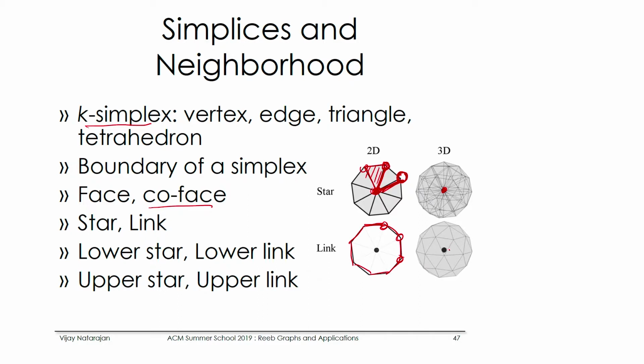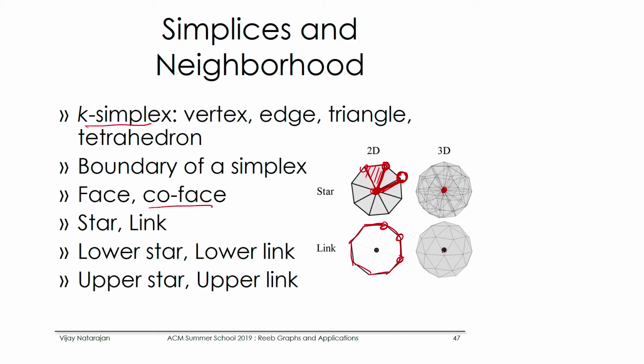So, in 3D what will be the link? If I have a vertex, what will be the link? It will be the spherical shell around me, right. So, those will be all the faces of tetrahedra, triangles and vertices that are incident on me, right. So, that is the link neighborhood. Does that make sense? Okay.